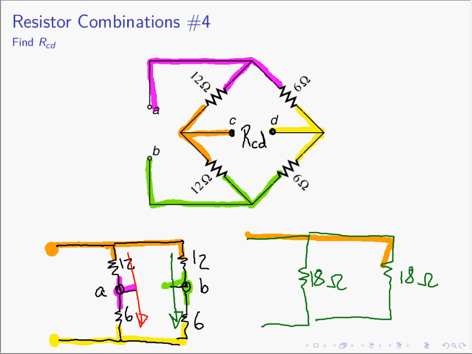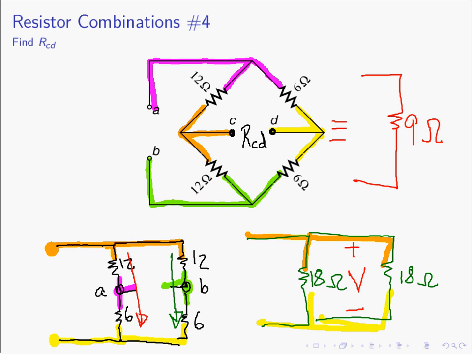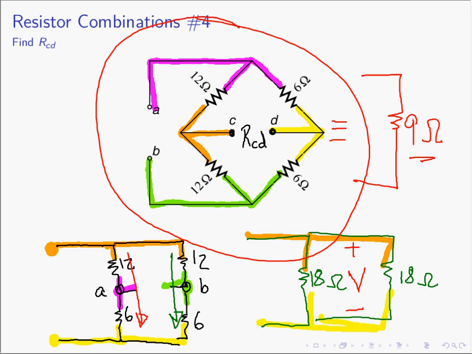So this is the orange node, this is the C node, and then this is the yellow node, that is the D node. And we see these 2 resistors are in parallel because they go from orange to yellow, so any voltage that appears across one is going to appear across the other. So there exists an equivalent resistor, which is the parallel combination of 18 and 18, and that would be 9 ohms. So I can replace the given circuit with a single 9 ohm resistor and I'll have the exact same behavior. So that's how we do resistor combinations.